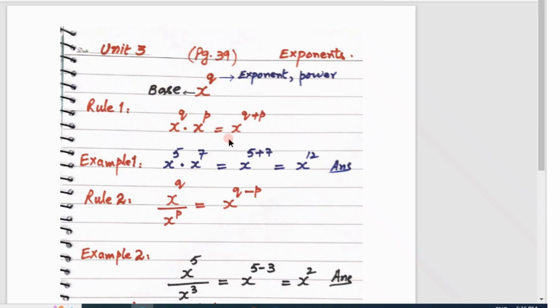What does it mean? It means we are not supposed to write down the base 2 times. We can write down the base once and we can add up powers on it. For example, x raised to power 5 into, dot means into or multiplication, multiplied by x raised to power 7, means x will be written once, the base will be written once, and then we will write down the powers on it like this. Powers are going to be added when two same bases or two same variables are being multiplied, their powers will be added up like this, and we get x raised to power 12.